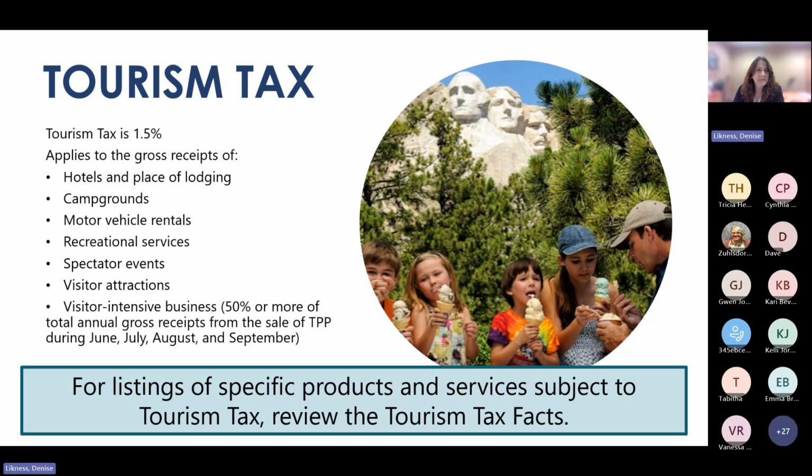Visitor intensive businesses, and just to go into a little bit more detail on that, it's where 50% or more of your total gross receipts from the sale of any TPP occurs during the months of June, July, August, and September. That would be subject. So if you have over 50% of your total gross receipts during those months, then that would be subject to tourism tax. A lot of people in the Rapid City area would actually fall under that.